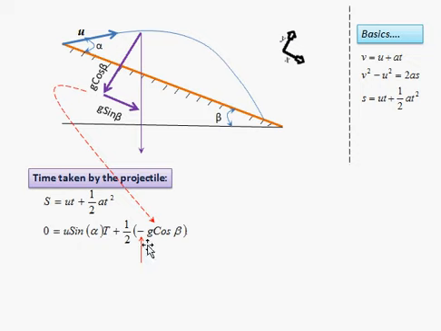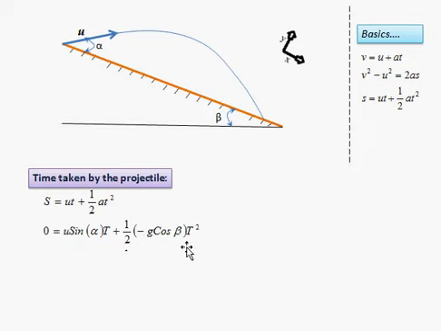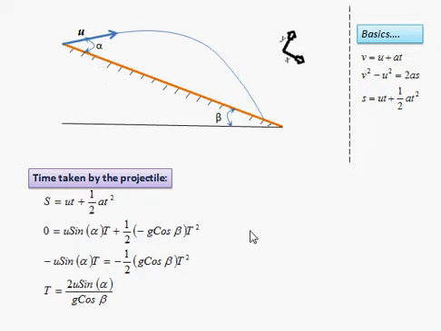Why I am introducing the negative sign: our coordinate system defines this direction as positive, and here you can see the g cos beta is towards this direction, which is against the positive direction. Hence I am introducing the negative sign. Of course, as already mentioned, instead of small t we are using capital T. So with certain modifications we get the time taken by the particle.